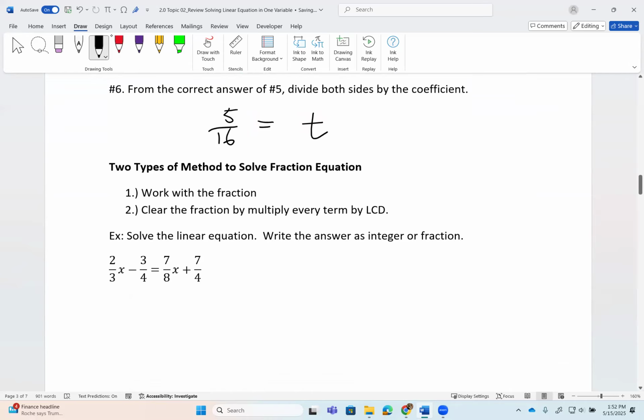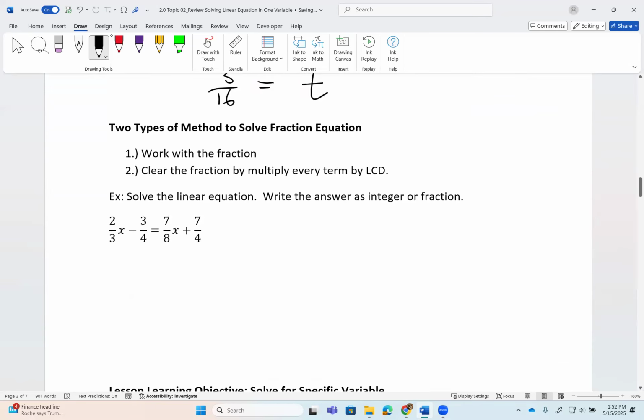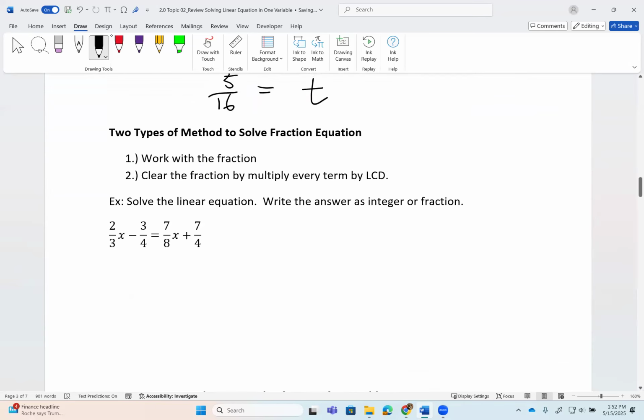Another type of equation we're going to encounter is an equation involving fractions. There are two methods to solve equations involving fractions. Number one is to work with the fractions: use your calculator, do all the adding, subtracting, multiplying, dividing with the fractions. Another way, which is actually more common, is to clear the fractions by multiplying every term by the least common denominator. The whole idea here is to make all the denominators of this equation into a 1.